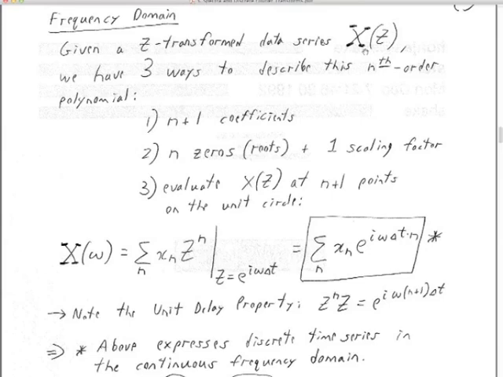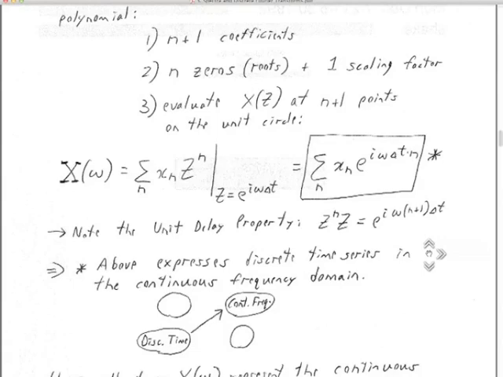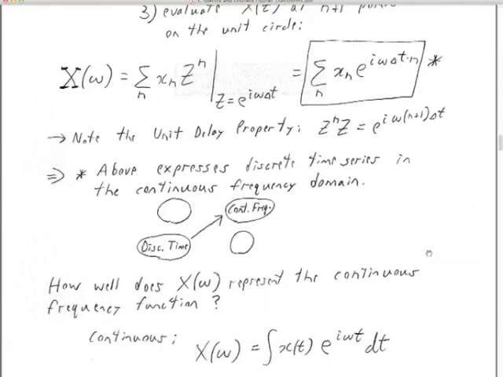So the x of omega now is, here's its z transform, which is the sum over all the sample indices n, x sub n times z to the nth power, evaluated at z equals e to the i omega delta t. And so now we have the sum over n of the amplitude of the sample x sub n times e to the i omega times delta t times n. This will be very useful, and you also know that's the Fourier transform.